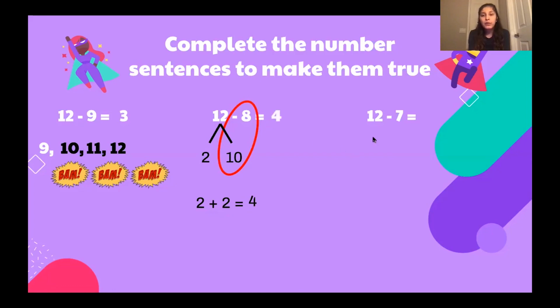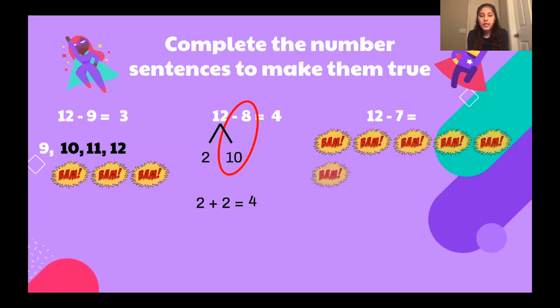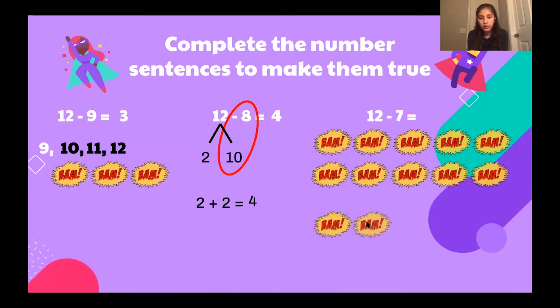Okay, for the last one, I'm going to use the drawing strategy since I've already used the other 2. Okay, so I have 12 minus 7 equals, so I'm gonna draw 12 of them. So 1, 2, 3, 4, 5, 6, 7, 8, 9, and 10. So that's my 10 string. I need 2 more to make 12. So 10, 11, and 12.